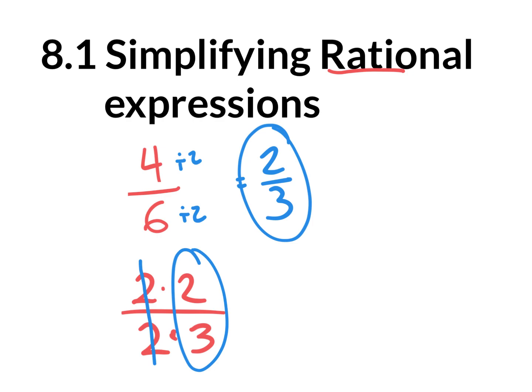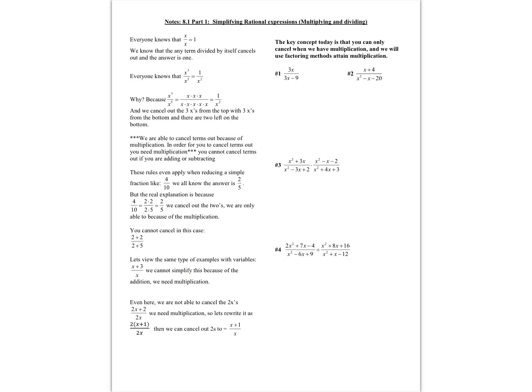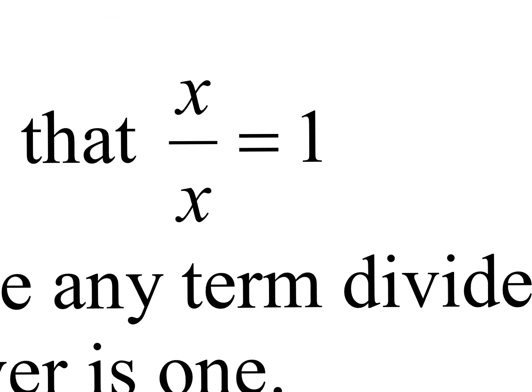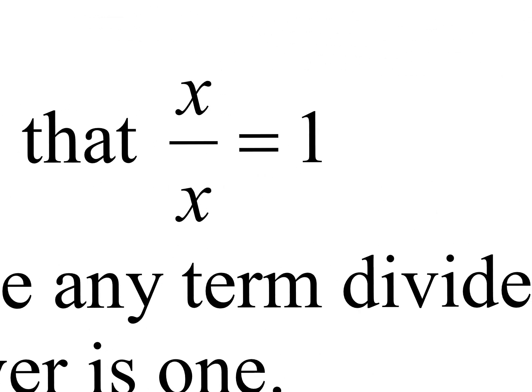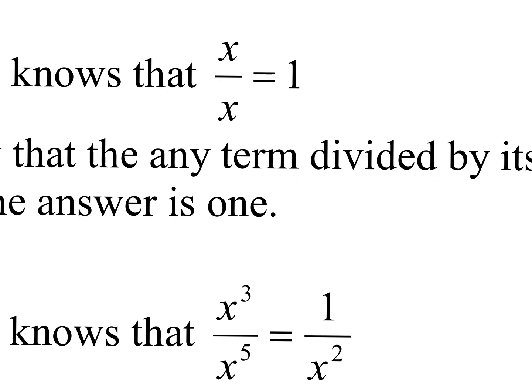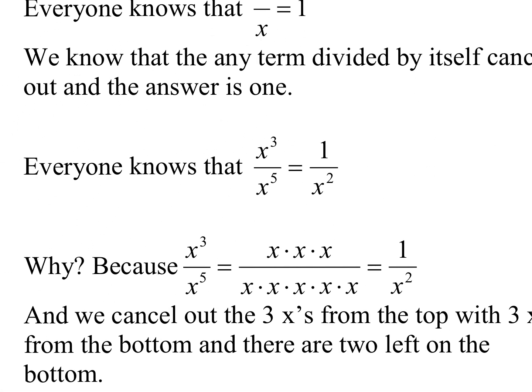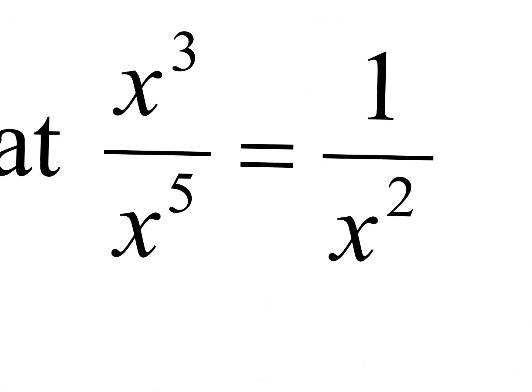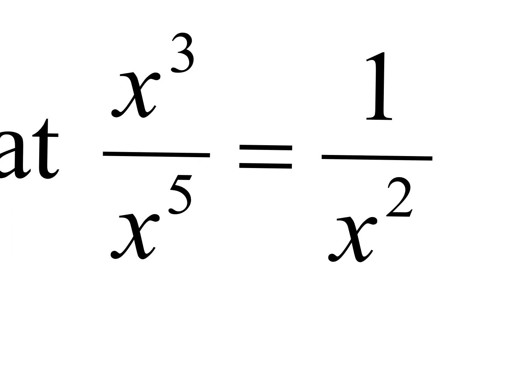Let's jump right into the notes. On the notes, it starts out saying that everybody knows that a fraction x over x equals 1 because the x's cancel out, right? Or 3 divided by 3 equals 1, or 5 over 5 equals 1, or whatever over that same exact whatever equals 1. We also know that x to the third over x to the fifth equals 1 over x squared, because you cancel out 3 x's with 3 of these 5, leaving you 2 left over on the bottom.